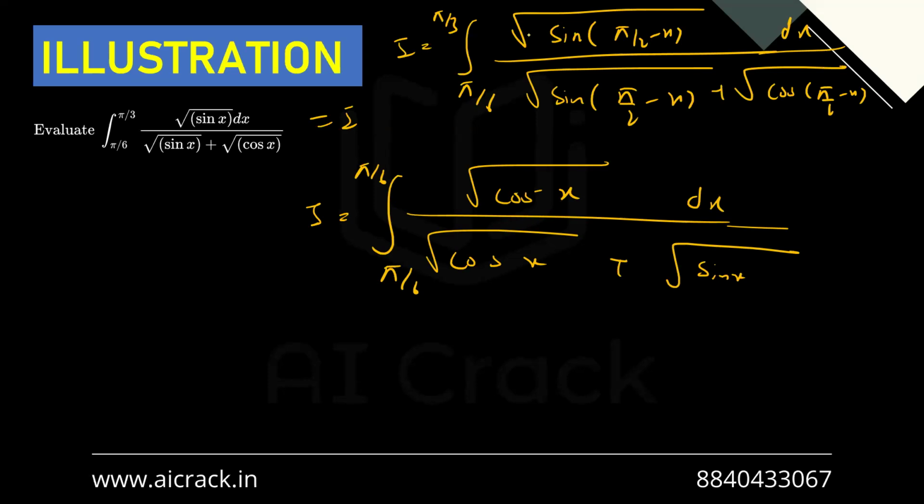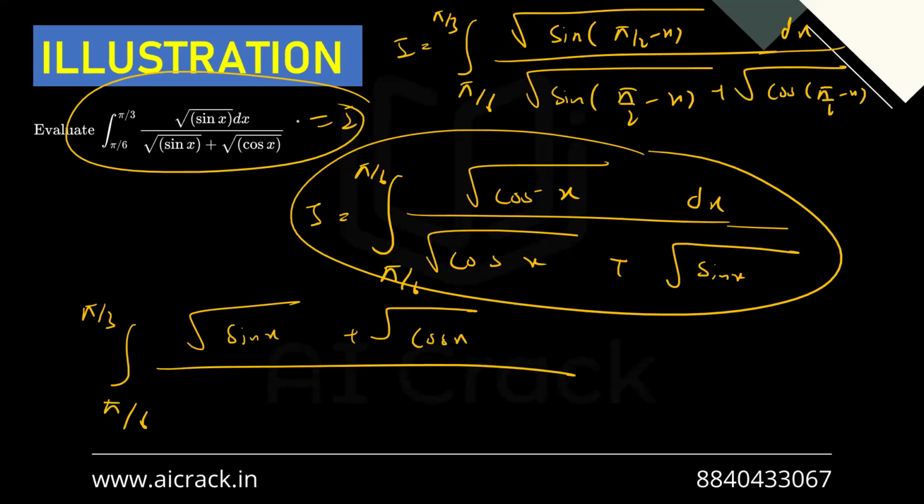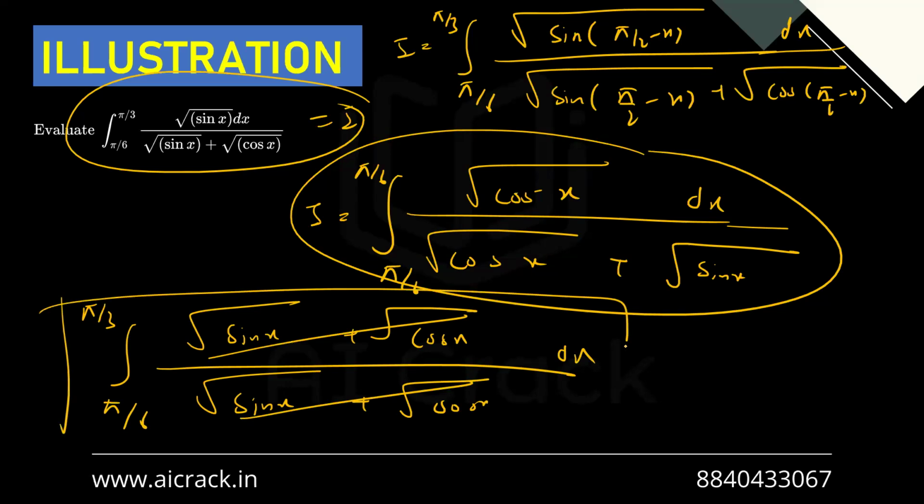Now you can add these two I's, this one and this one, right? If you add both of them, we'll be getting integral pi/6 to pi/3. This would become under root sin x plus under root cos x divided by, we have the same denominator, under root sin x plus under root cos x dx. So this and this get cancelled out. We have got our answer, right?